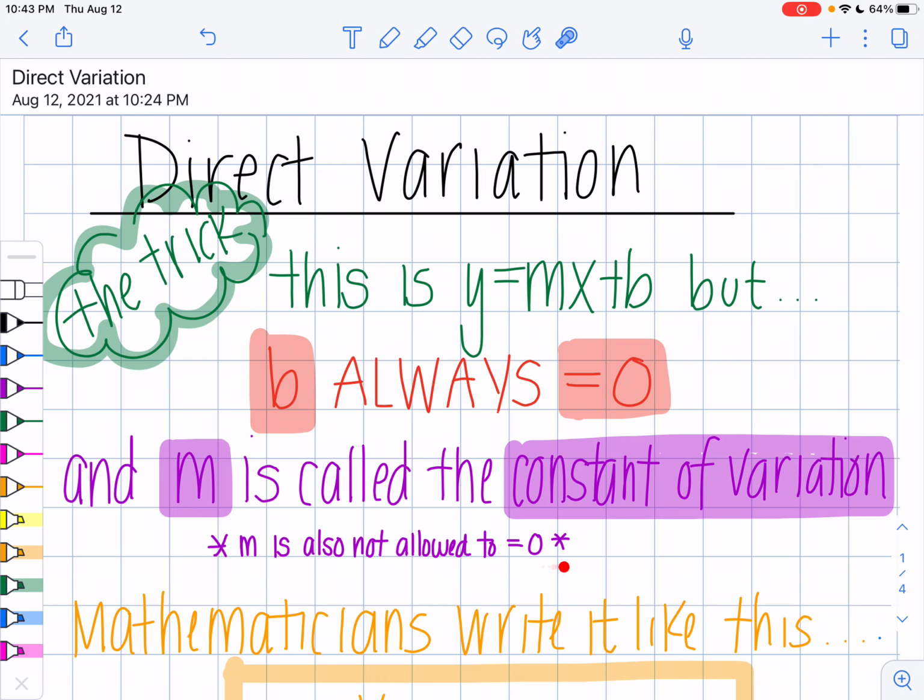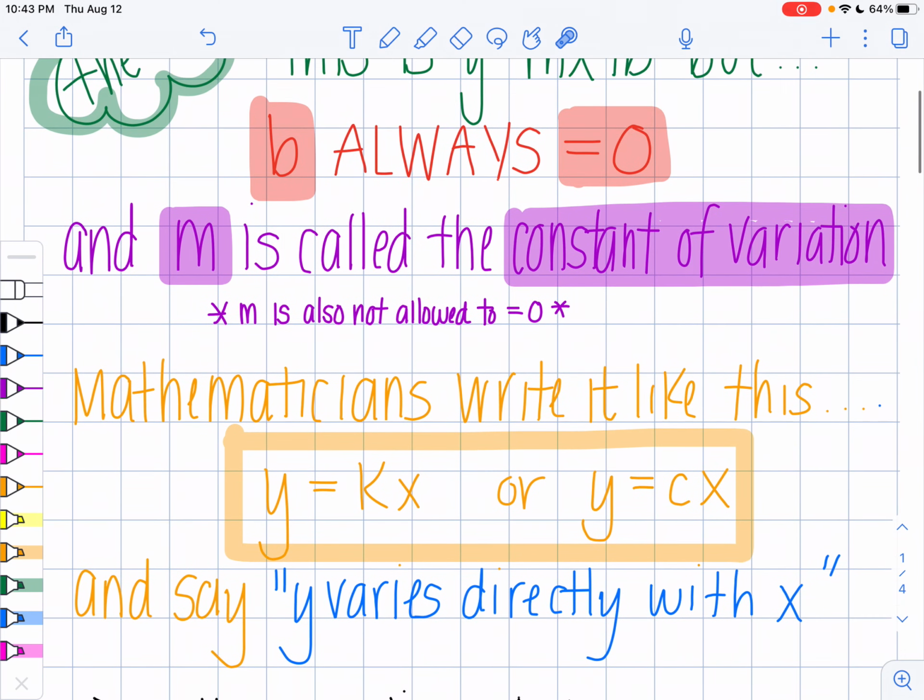The slope is not allowed to be 0. So mathematicians write it like this. They either write it like y equals kx, where k represents the constant of variation, or some textbooks use y equals cx. I've even seen some textbooks that say y equals ax. The thing that you need to know is the value next to the x, whether it's k or c or a, is the constant of variation, which is really just the slope.